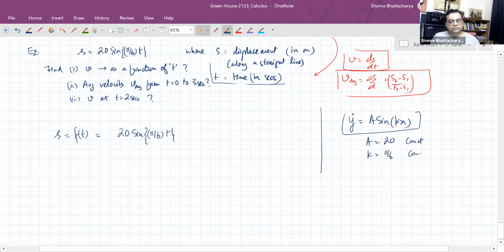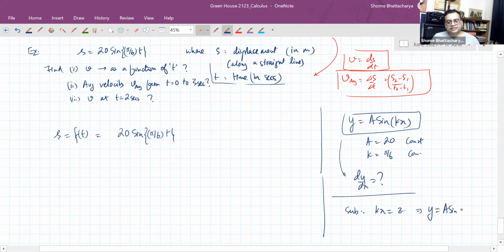In this function, if I asked you how to find dy by dx, what you do is apply the chain rule. You'd substitute kx as z, so y would become a sine z. Then you'd apply the chain rule and then solve it. Like that, you have to just apply that concept over here. So instantaneous velocity is going to be the differentiation of this.